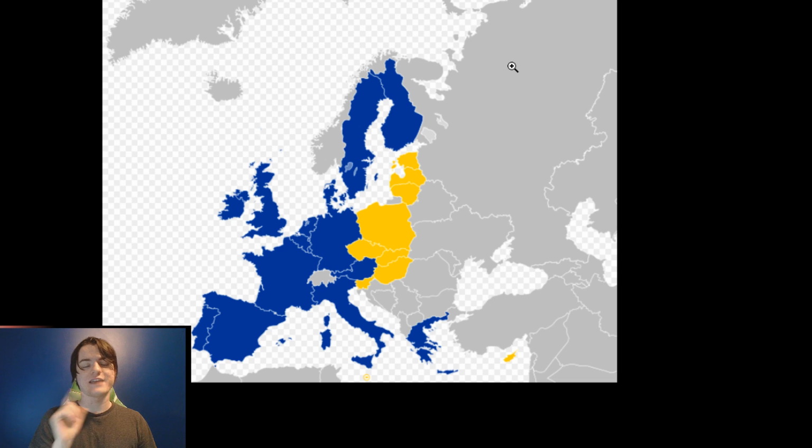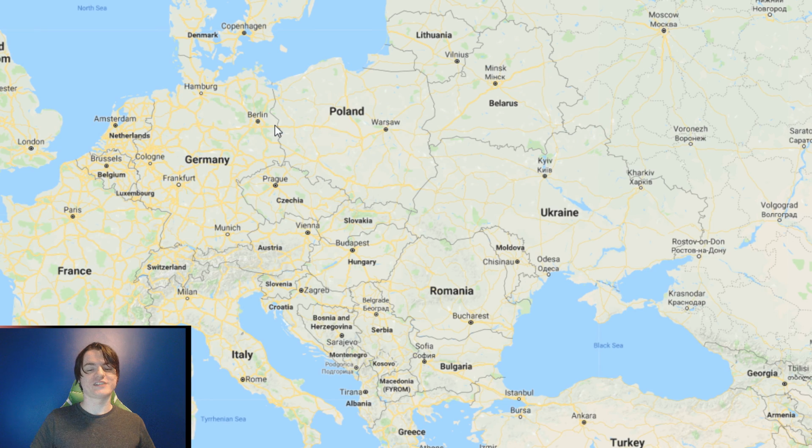This is the 2004 enlargement of the EU. Notice how it just includes the Visegrad Group, as well as Slovenia and the Baltics, and also Cyprus, as it turns out. Little island down there, we'll get to that later. But the thing is all 4 of these countries have that similar history.